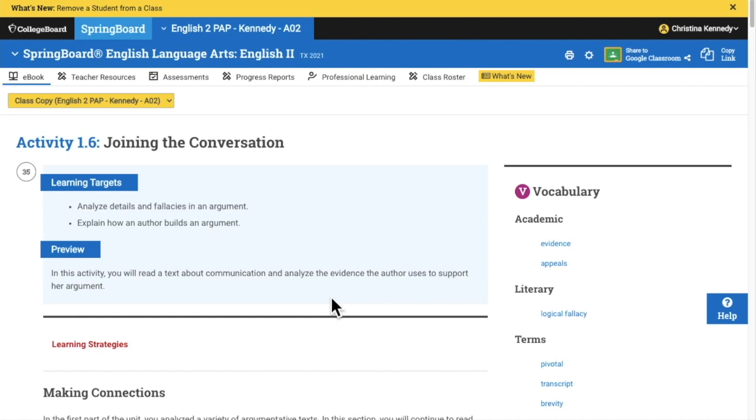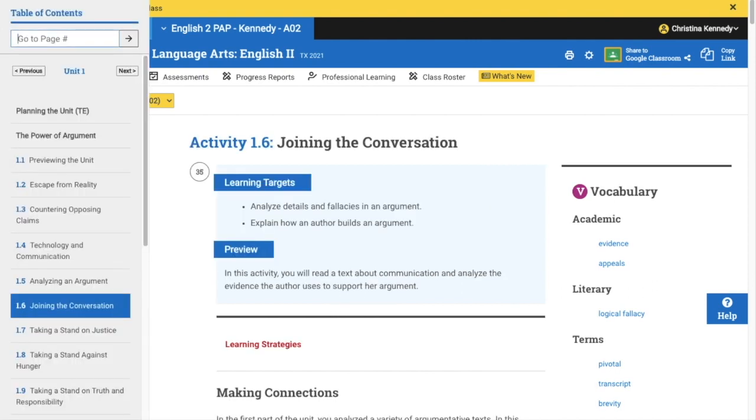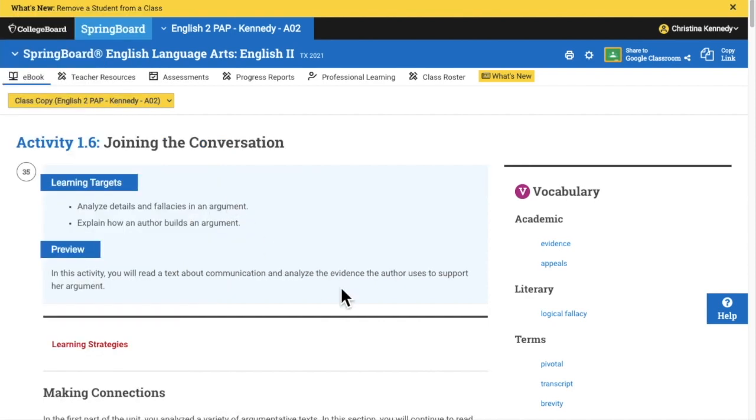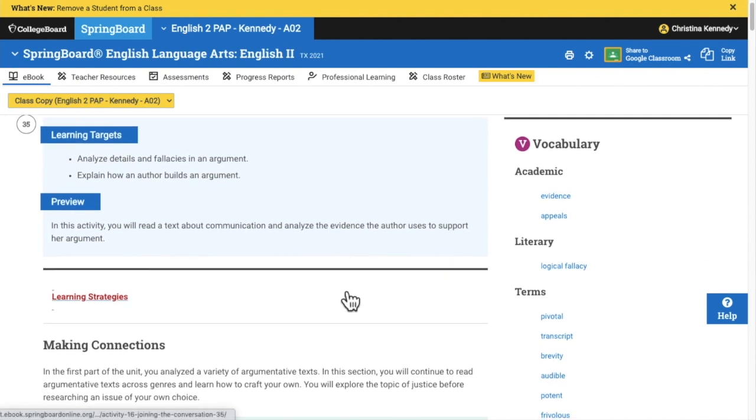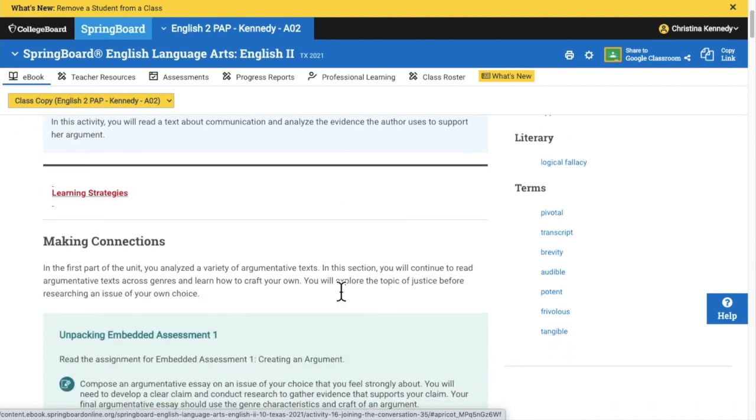So we're going to be working on activity 1.6 in Springboard. Again, to get there, we hit the table of contents. We are in Unit 1 and 1.6. The learning targets are to analyze details and fallacies in an argument and explain how an author builds an argument. So we're going to be reading about communication and analyze the evidence the author uses to support her argument. This is going to be very similar to what we did in the last piece.